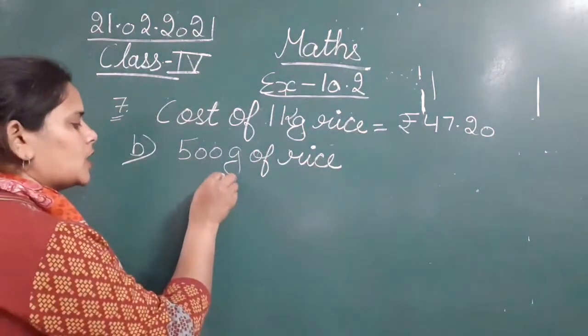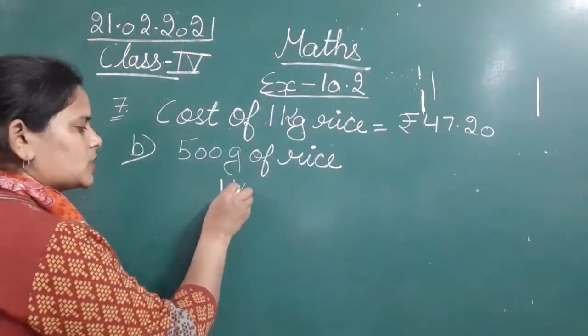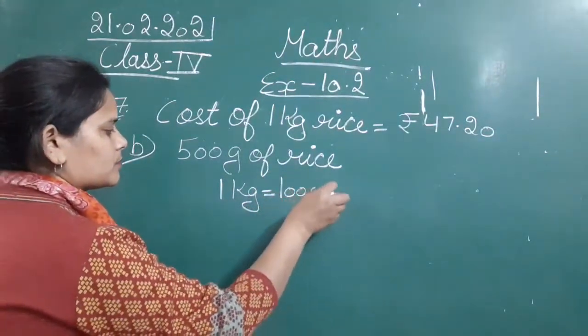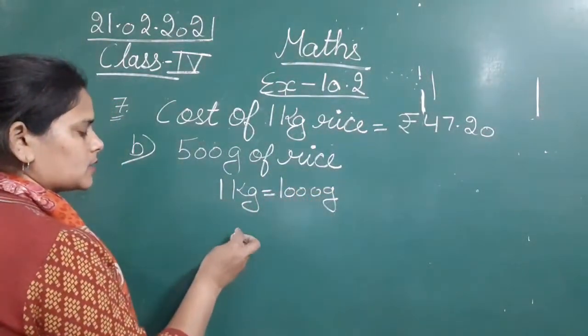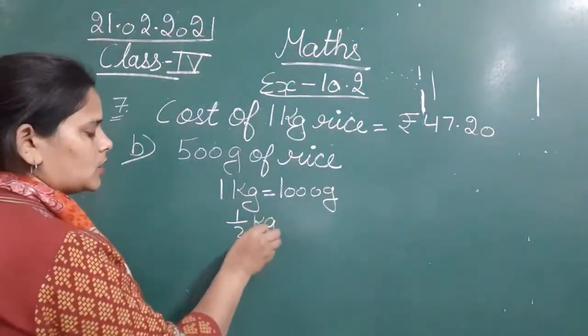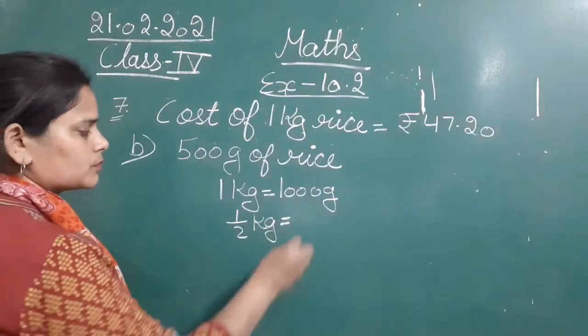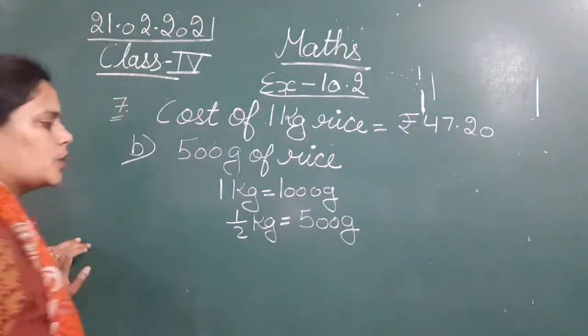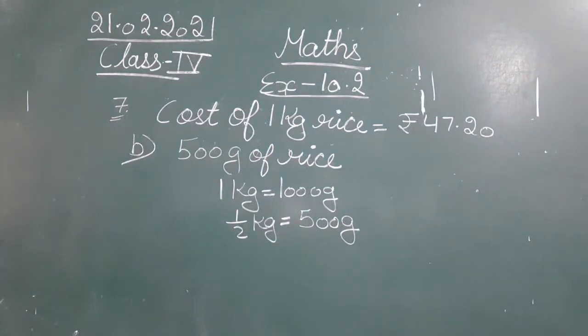Look, 1 kg is equal to 1000 grams. So that means half kg is equal to 500 grams. Okay, so 500 grams means half kg. So for calculating the cost of this we will divide it with 2.